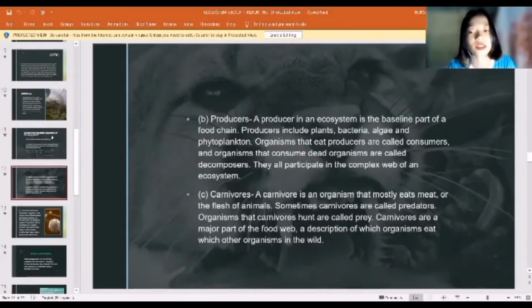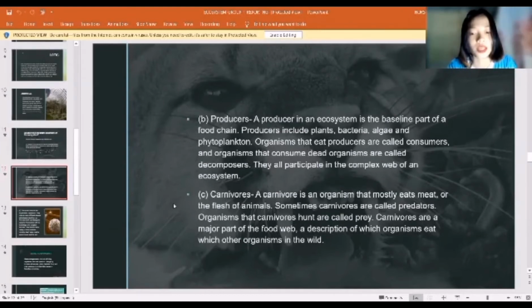Producer. Producer is the baseline part of the food chain. Producer includes plants, bacteria, algae, and phytoplankton. Then, organisms na kumakain ng producer are called consumer, and the organisms na nagko-consume ng dead organisms are called decomposer, and they all participate in the complex web of an ecosystem.